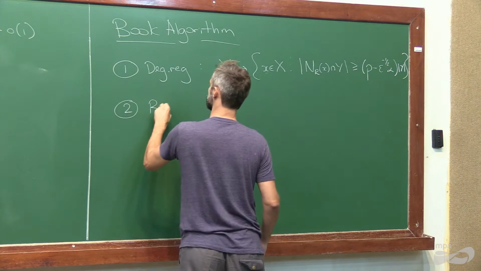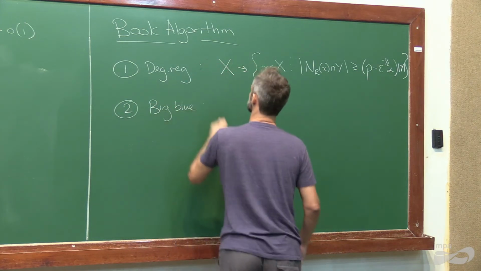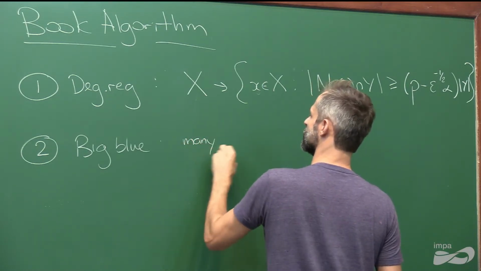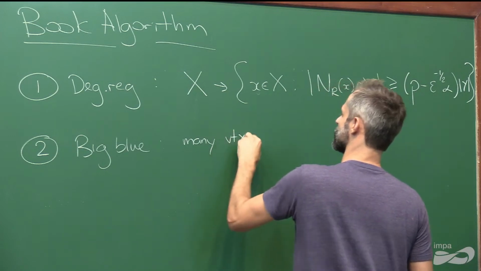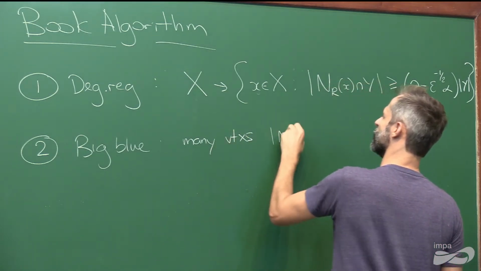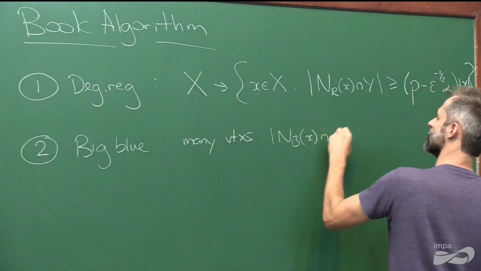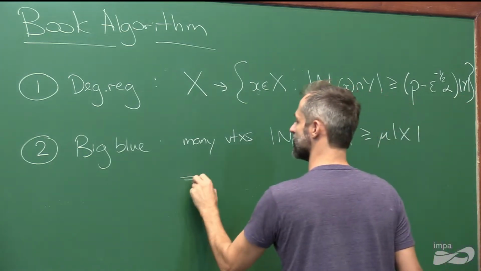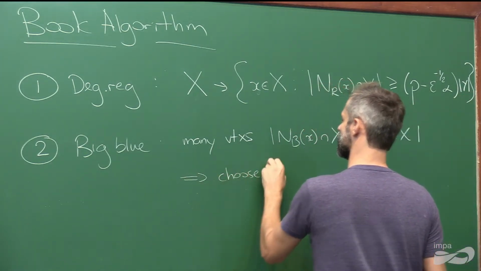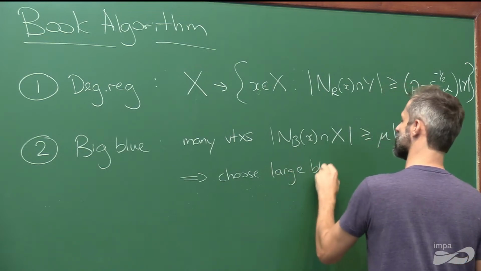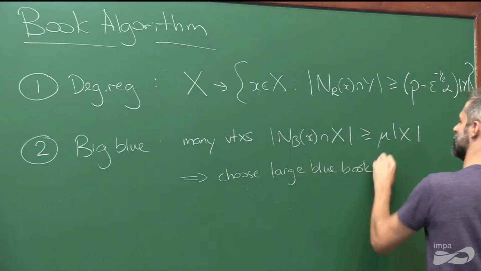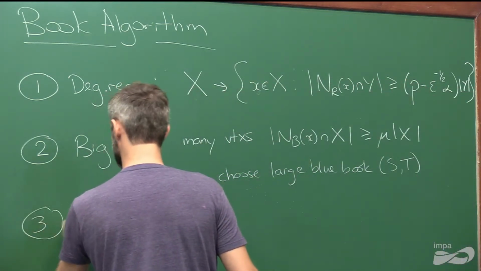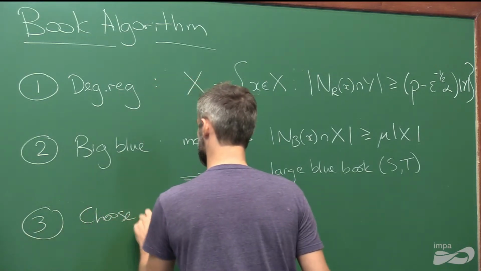2 is big blue. So many vertices, so it's the blue neighborhood in X is at least mu times X. This implies choose a large blue book, T. 3, choose the central vertex.